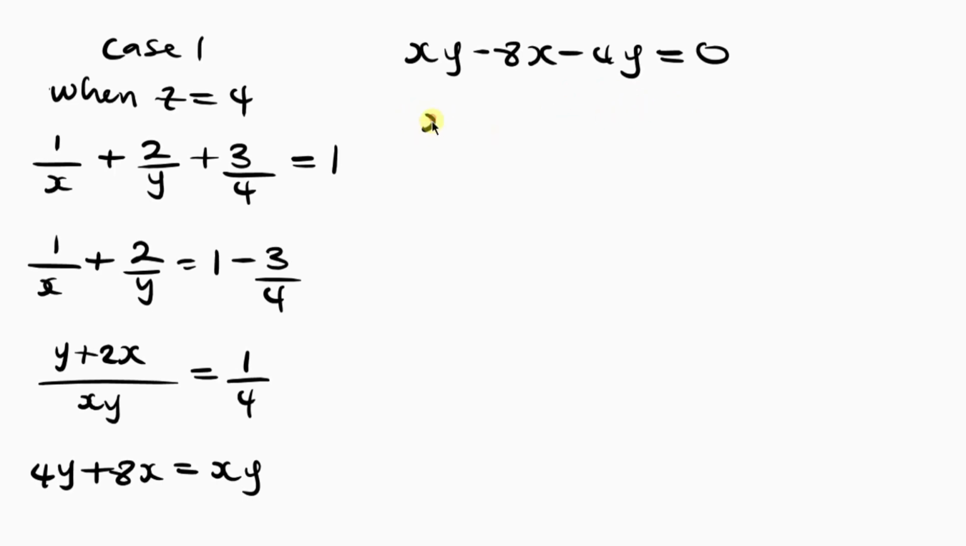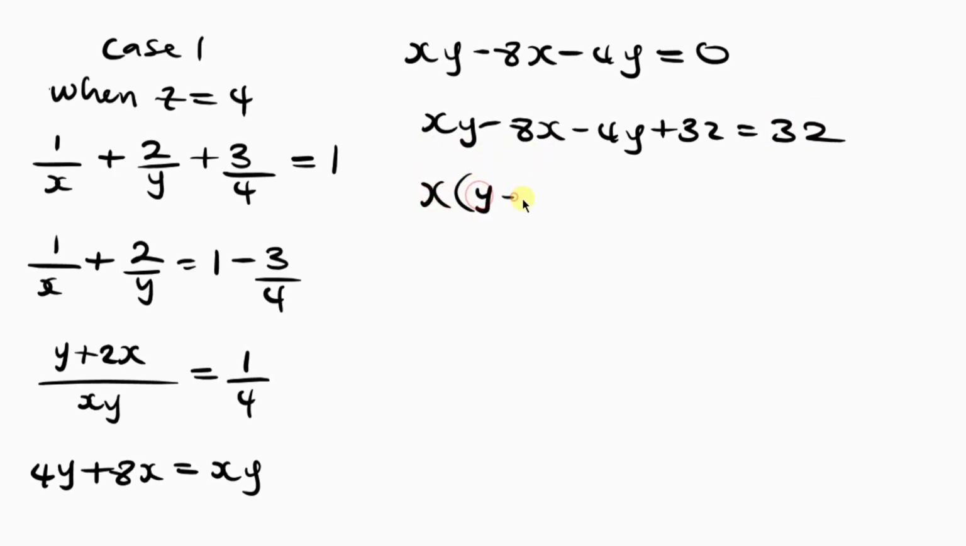So let's do that. xy minus 8x minus 4y plus 32. I'll be adding 32 to the right hand side as well. So now let's factorize. What is common here? x is common. Now I'll be having y minus 8 minus, what is common here? 4 is common. Now repeat what is in this bracket here, y minus 8, equal to 32.